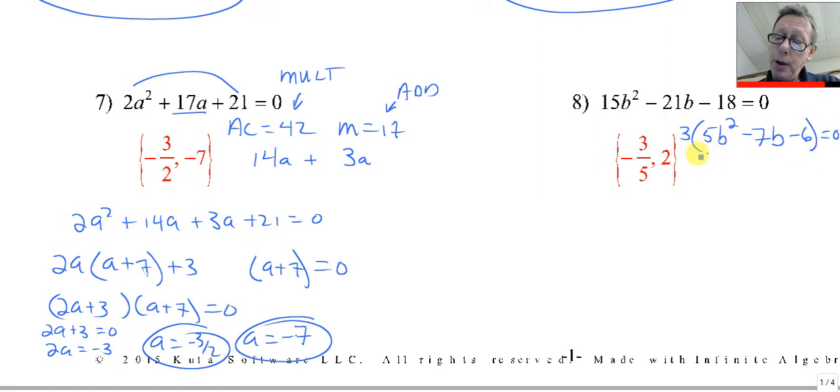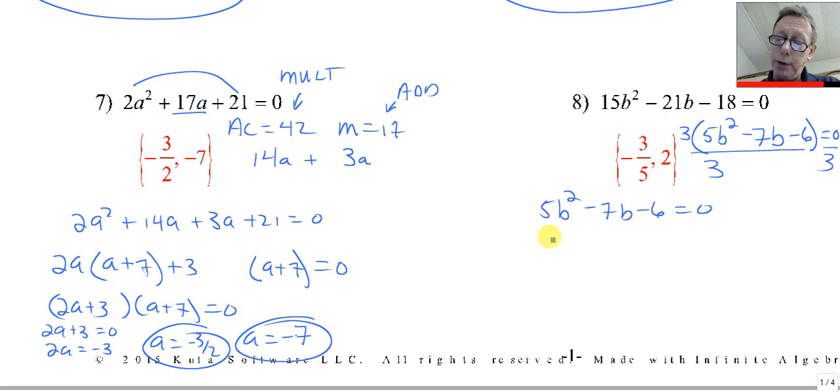Equal to 0. Since there's an equal sign, and this is not a variable, I can never divide out a variable. I could actually divide the 3 out because it's not going to play anything in my solution. So if I divide both sides by 3, I'm going to get 5b squared minus 7b minus 6 is equal to 0. Let's use AC middle on this and see if I can factor it. Otherwise, we'll use the quadratic formula.